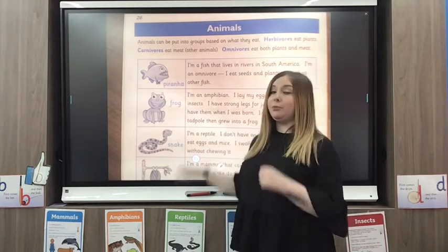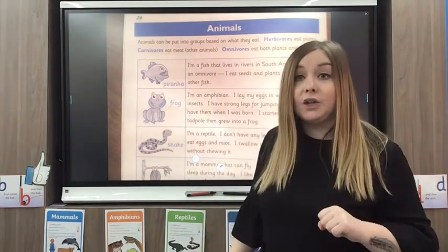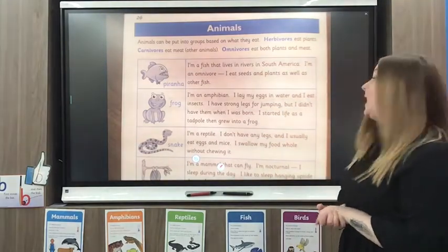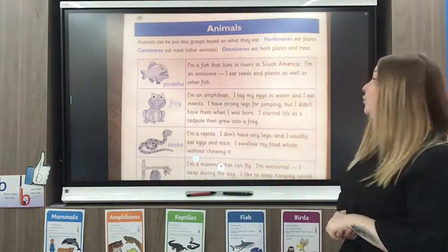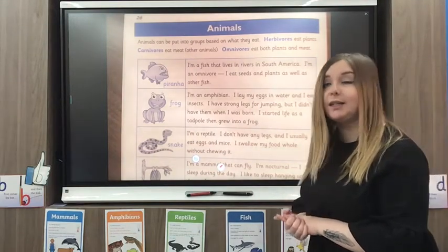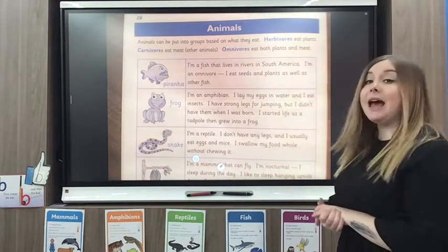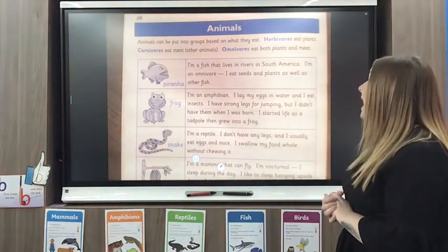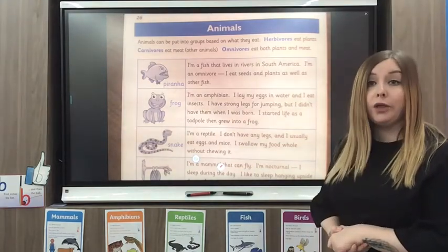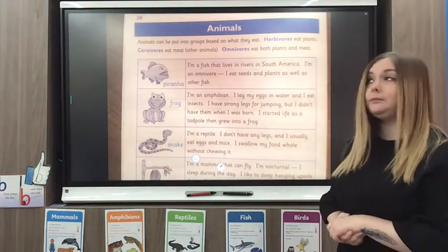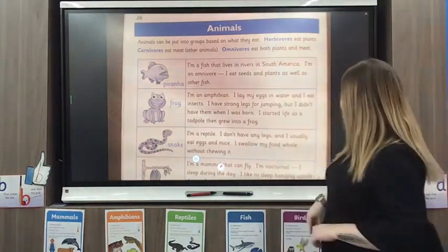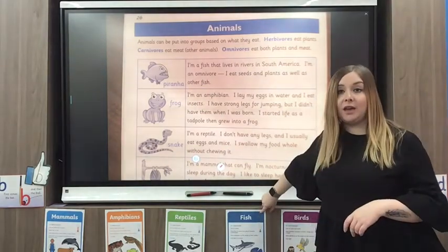Okay, and if we look at the picture, piranha is a kind of fish. Okay, so I'm a fish that lives in rivers in South America, and that is a continent, isn't it, South America? I'm an omnivore. I eat seeds and plants as well as other fish. Okay, so we would class him as an omnivore and as a fish.